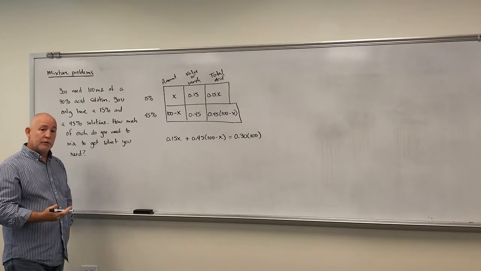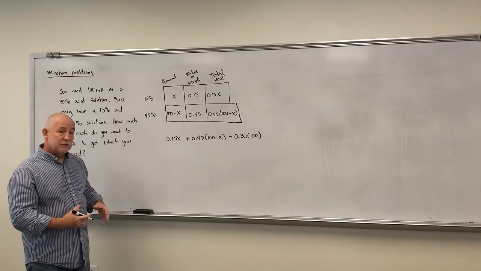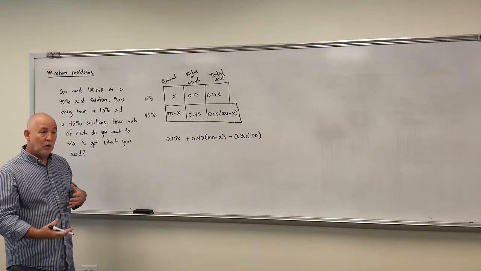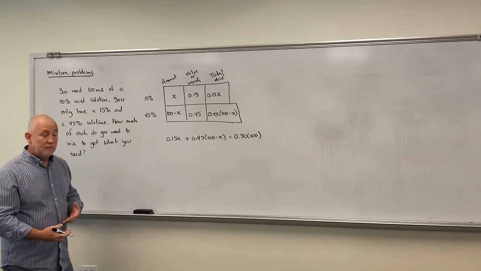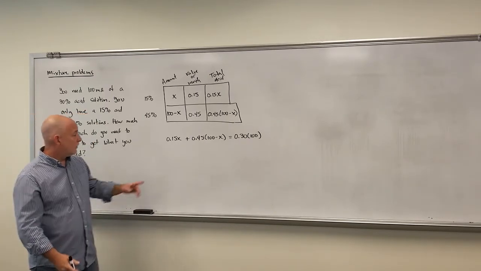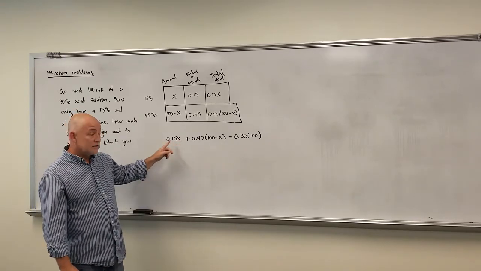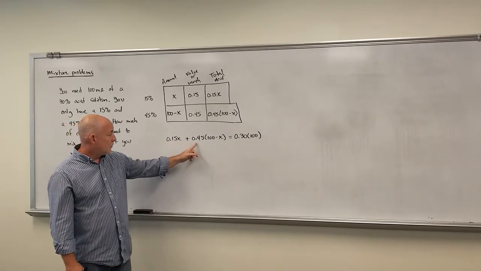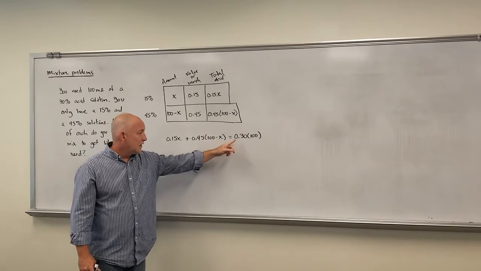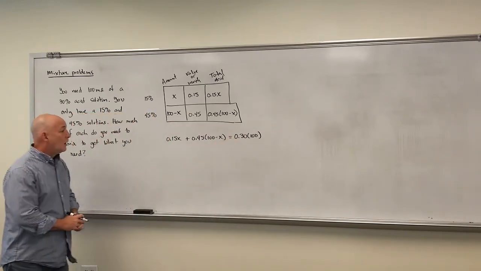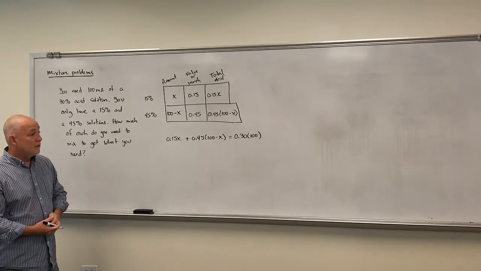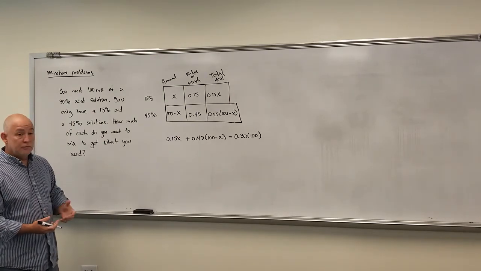Now, a quick little hint when you're dealing with percentages: percentages never go into a problem alone. You always have to do the percent of something. And remember, the word "of" in math means multiply. So 15% times X, or 15% of X, 45% of 100 minus X, and 30% of 100. Notice we have that multiplication each time. All right, so again, we ended up with a linear equation. You should be able to solve this.